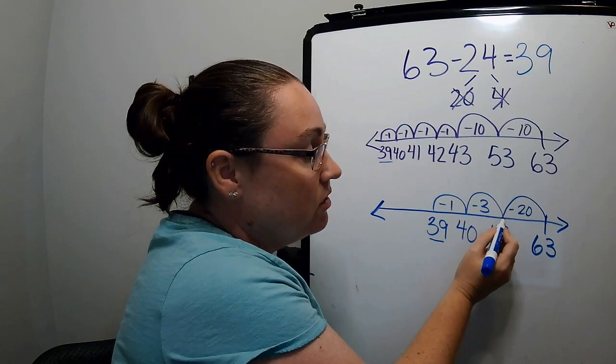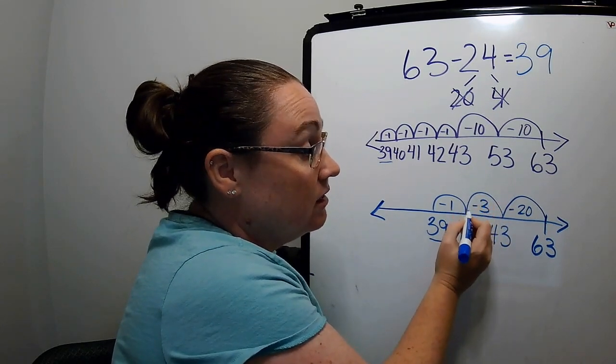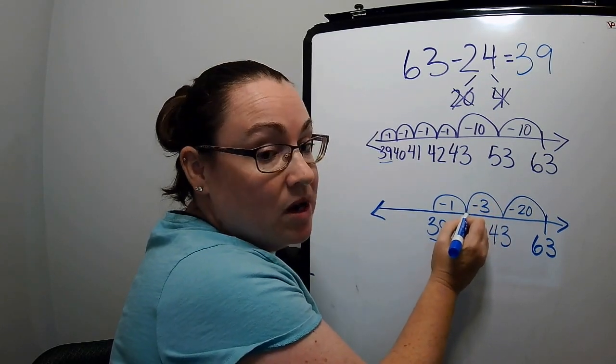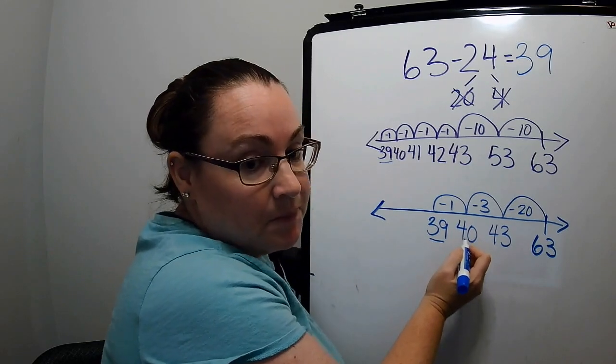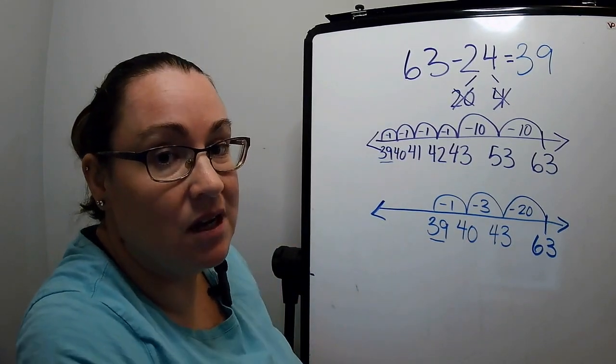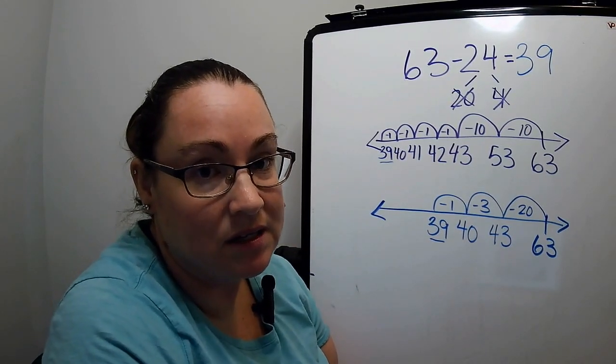So it takes off from 43. It knows it's flying backwards 3. And where does it land? It lands on 40. That way students don't get confused and keep their numbers nice and neat and organized.